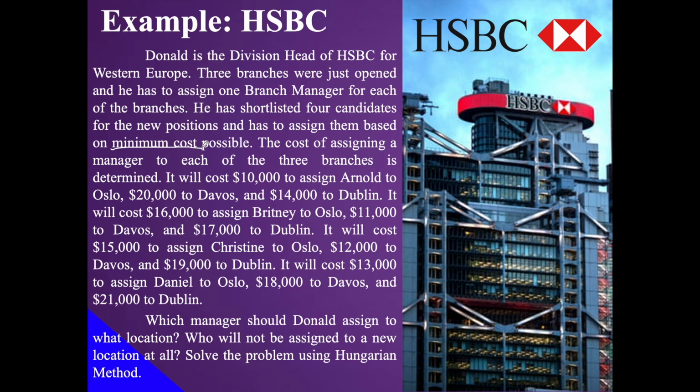So kaya siya hindi naging balance kasi tatlo lang yung location natin. Then 4 ang ating choices ng mga managers. Now I hope you're getting now the situation of our problem. The question now is, which manager should Donald assign to what location? Sino ang karapat-dapat for Oslo, for Davos, and for Dublin na mag-manage ng bagong HSBC branch?